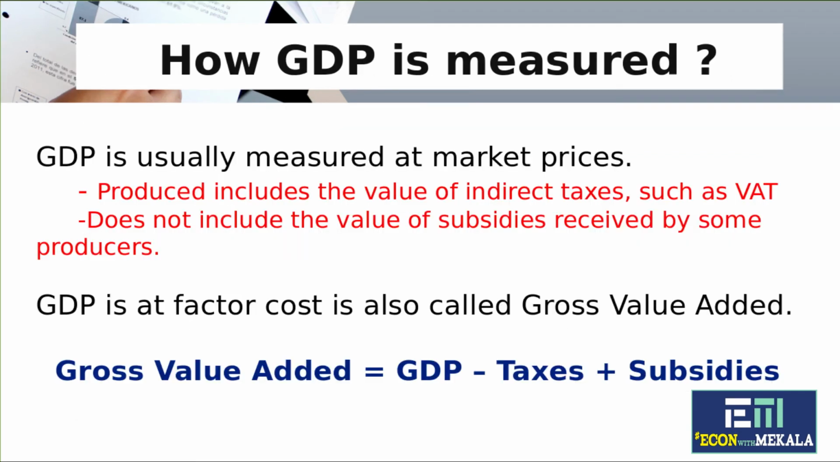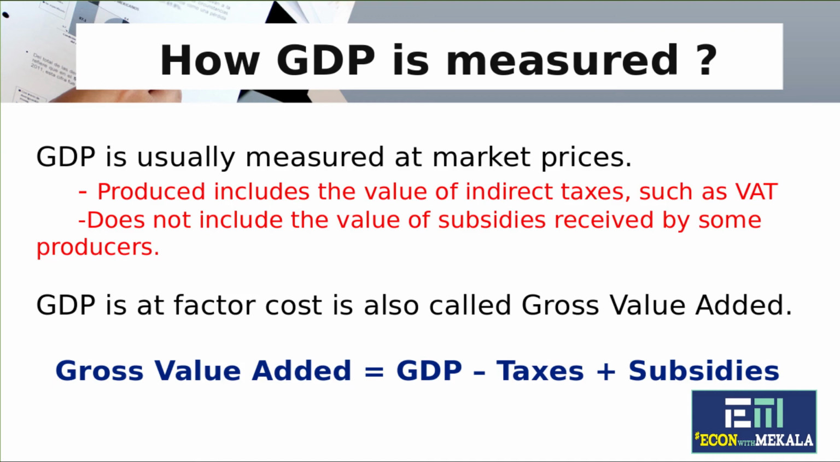GDP is usually measured at market prices, which means that the value of goods produced includes the value of indirect taxes such as VAT, but does not include the value of subsidies received by some producers. Taxes on goods increase market price without any real change in output. But subsidies are different. Subsidies have the opposite effect of reducing prices.